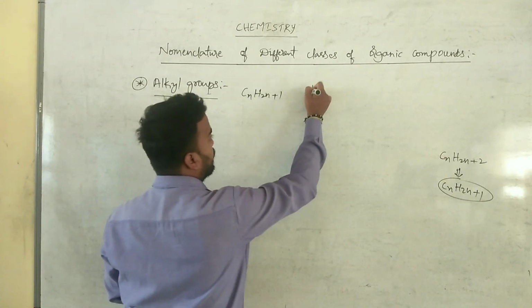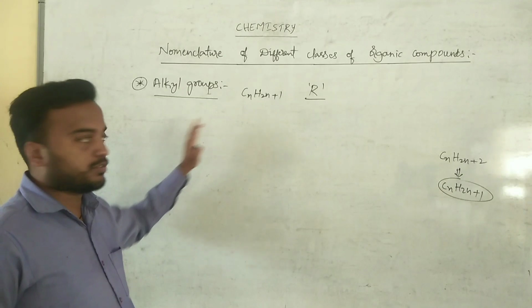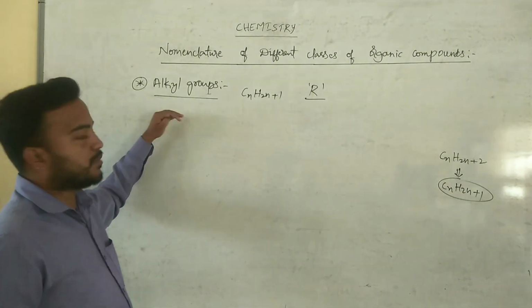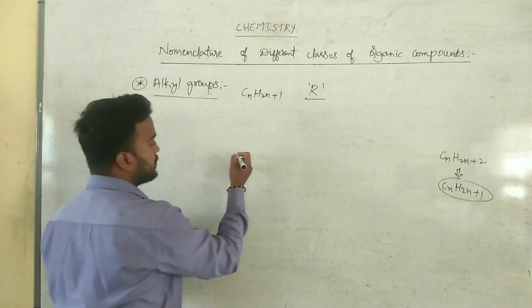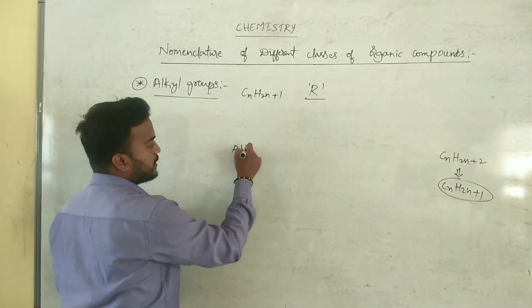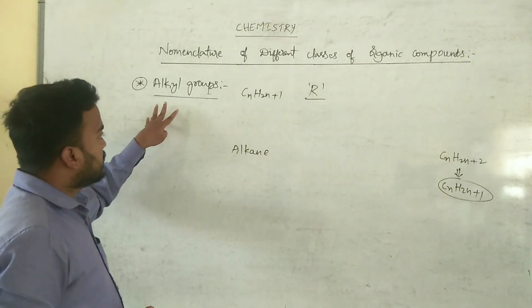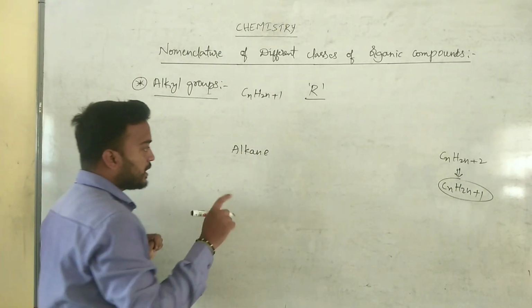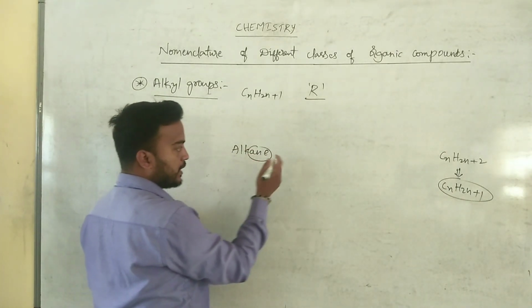Alkyl groups are often represented by R. R is nothing but an alkyl group. So this is the symbol for alkyl groups. The names of alkyl groups are obtained by replacing the terminal letters, the terminal ANE, of the alkane.